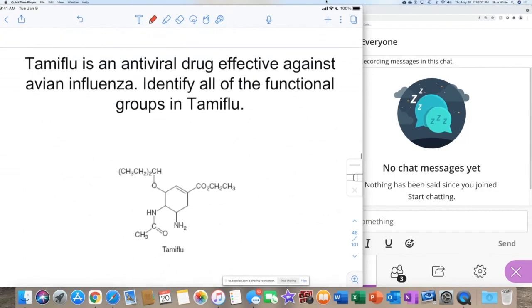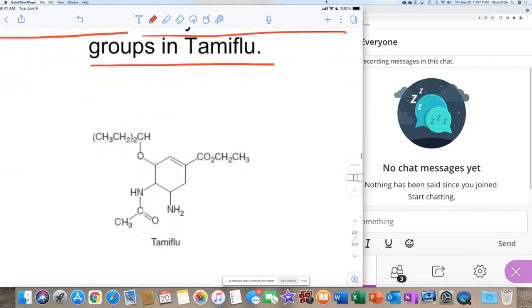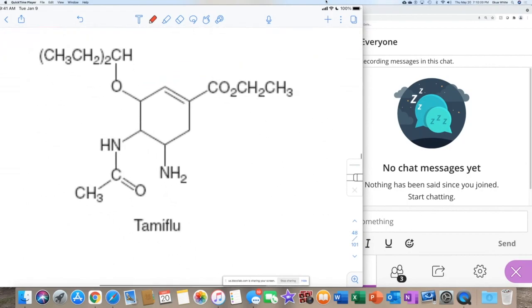Okay. We're working with Tamiflu, an antiviral drug effective against avian influenza. Identify all the functional groups in Tamiflu. Okay, let me zoom this in and see what we have here. So, do you all see any functional group you want to point out to me? I see a couple. Okay. Do y'all see any functional group here? I'm going to highlight them with the highlighter.